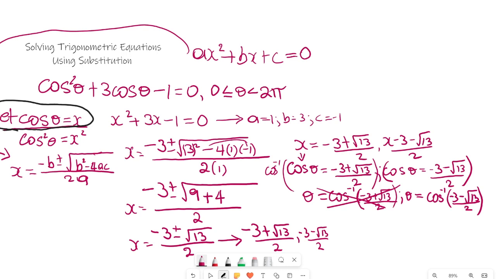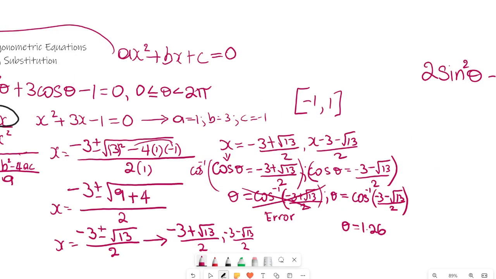Now, if you look at the next answer choice, this answer choice here, you're going to get that theta is equal to 1.26, right? That's what it's going to give you for theta.